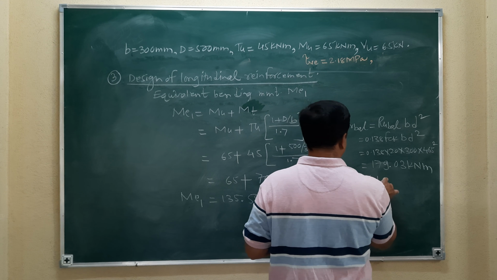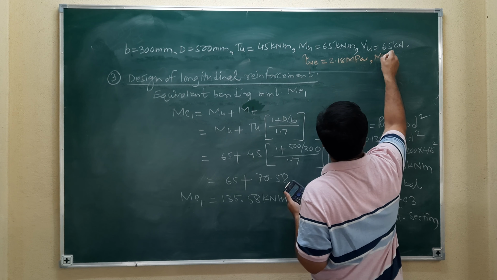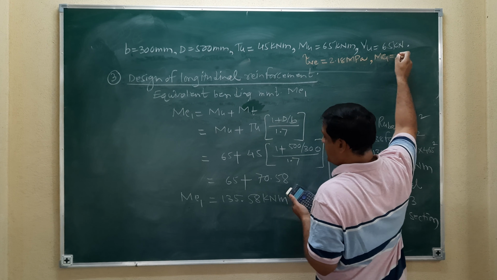Now how to find out the steel? You have to put the value of ME1 here. The value of ME1 is 135.58, and again we need the value of MT. MT is 70.58. These two values we require in the next step.